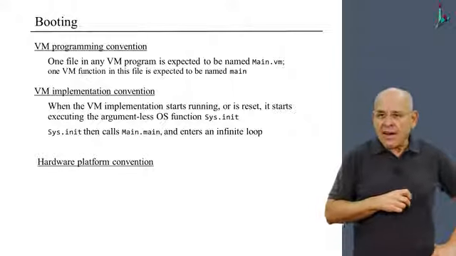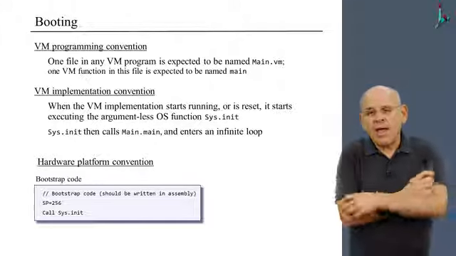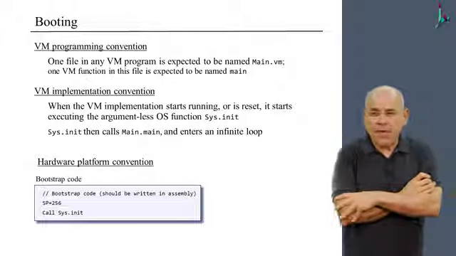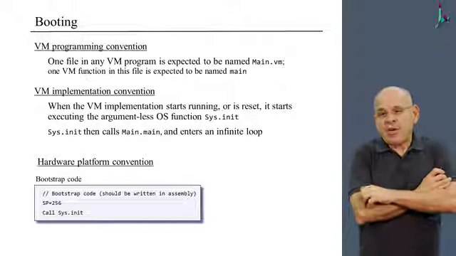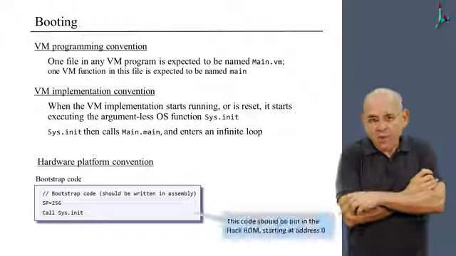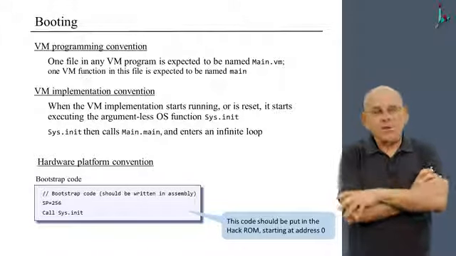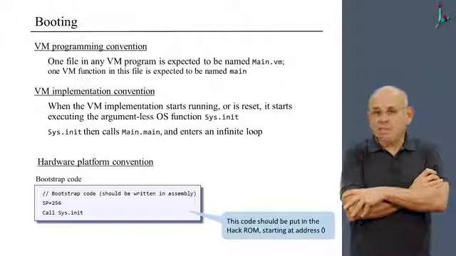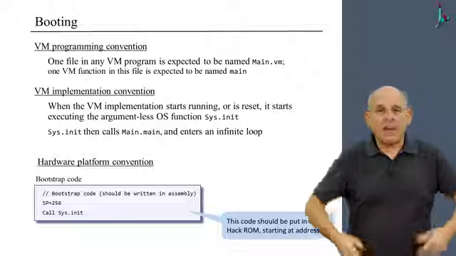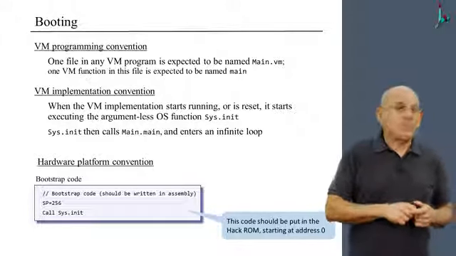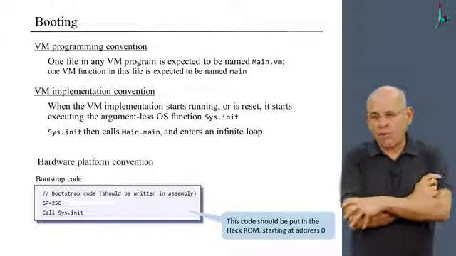of us. Finally, we need some hardware platform convention to comply to, and that is what is known as the bootstrap code. Okay, we have to somehow call sysinit, so the sysinit will be able to call main. And so we request that the code that you see here will be stored in the target computer's instruction memory, beginning in address 0. Because the computer that we built, the Hack computer, is programmed to start executing the program which is stored in the instruction memory, beginning with address 0. That's one of the operational rules of the Hack computer.